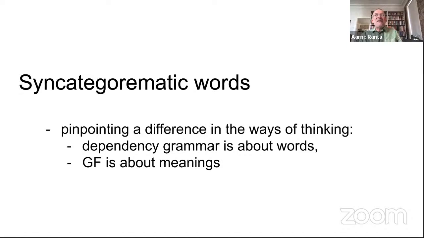Anyway, there is one difference and one problem. So far GF to UD has been very simple, but then you have these syncategorematic words, which are words that do not have their own category in GF, and they never occur as arguments in a GF tree, but they are added in the linearization. And this pinpoints a difference in the ways of thinking. So dependency grammar is about words and GF is about meanings, or maybe one could say about trees.